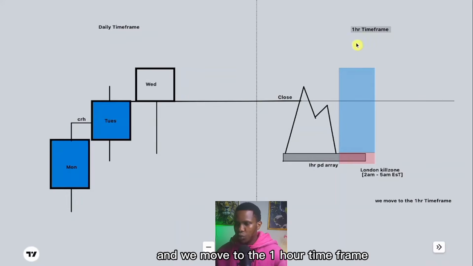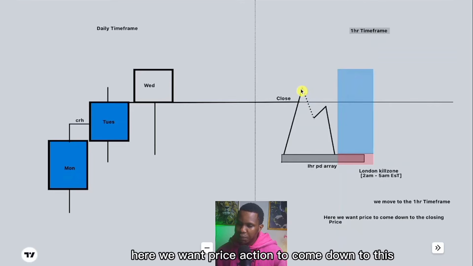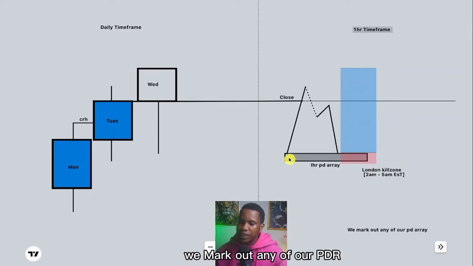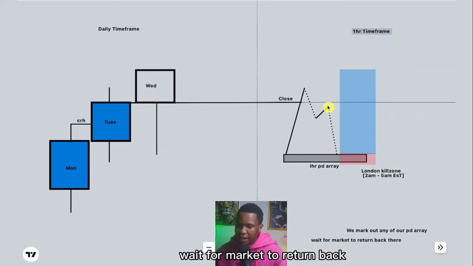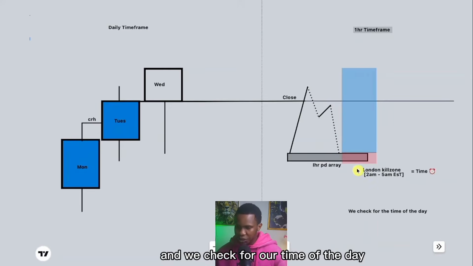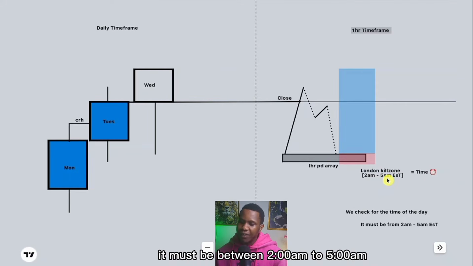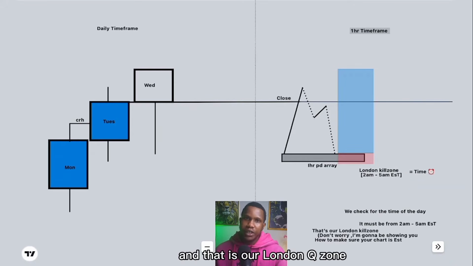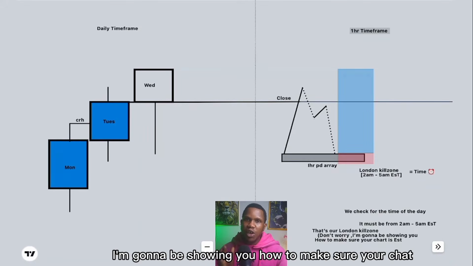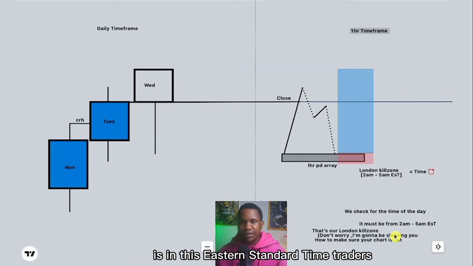I'll move to the 1 hour time frame. Here we want price action to come down to this our closing price. We'll mark out any of our PDRA, wait for market to return back, and we check for our time of the day. It must be between 2 a.m. to 5 a.m. Eastern Standard Time, and that is our London Q zone. Don't worry, I'm going to be showing you how to make sure your chart is in this Eastern Standard Time, traders.